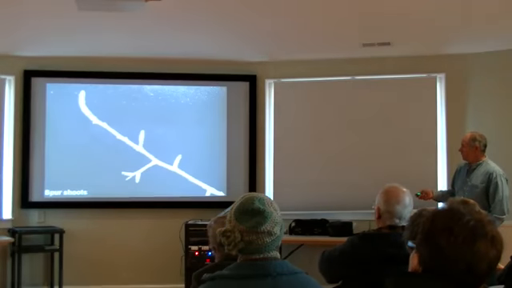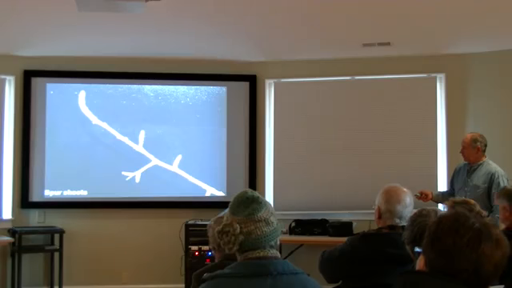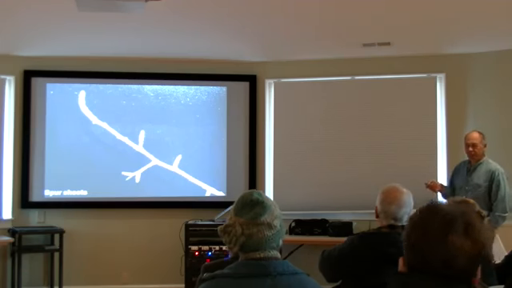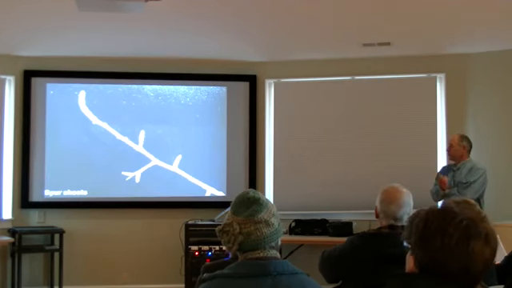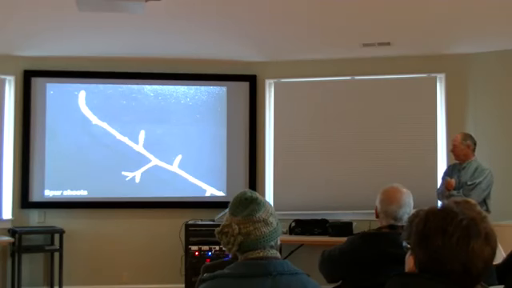Spur shoots, such as this. Here's a case where there's a spur shoot with a bud on the tip. Here's one with a spine on the tip, and it's even branched. Spur shoots are important because in fruit trees like apple, pear, peaches, most of the flowers and fruits are borne on spur shoots.